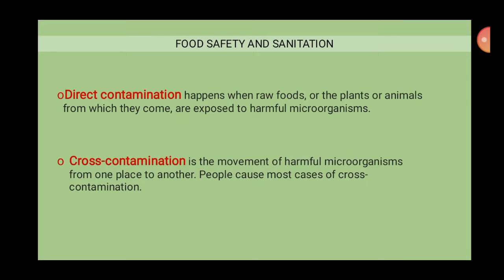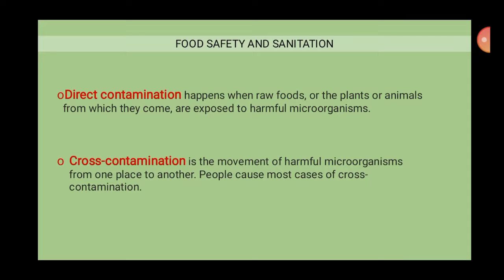So we go to direct contamination. It happens when raw foods, or the plants or animals from which they come, are exposed to harmful microorganisms. And it occurs when one type of food touches or drips onto another type of food, which may be raw or cooked. So cross-contamination is the movement of harmful microorganisms from one place to another. People cause most cases of cross-contamination.